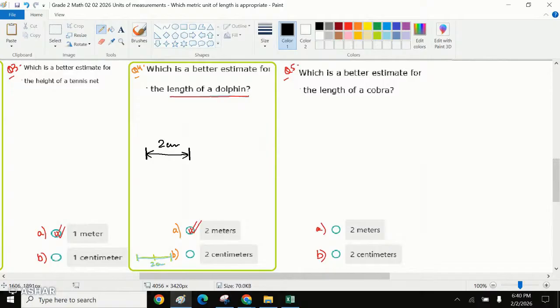Okay. Have you seen this? For this question, it says estimate the length of a snake. Have you ever been to a zoo or on TV? Have you seen this big snake? Snakes are bigger than this, right? Yes, correct. Option A. That means 2 meters, right? The snakes are usually taller than us, right?